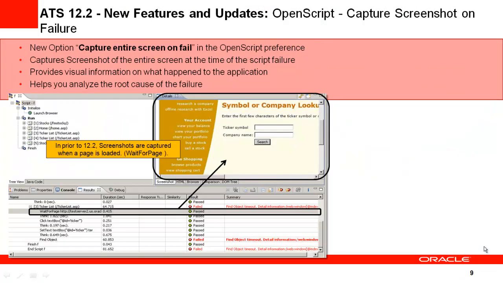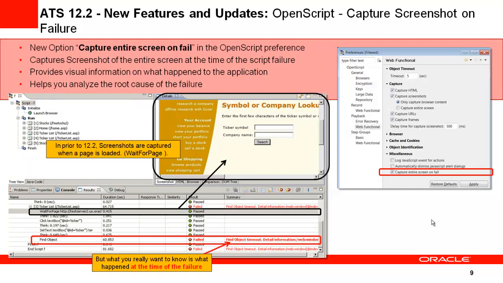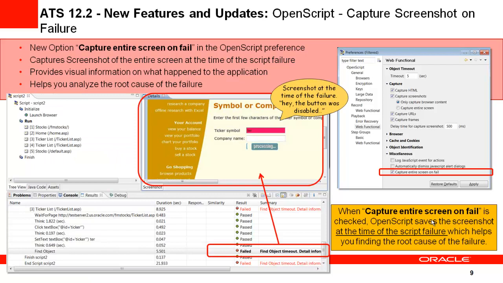The next feature is the capture screenshot on failure. Prior to version 12.2, OpenScript captured the screenshots only when a page is loaded the first time. However, the script may fail with the subsequent actions, such as entering a text or clicking a button on that page. And the screenshot at that timing is actually the information you need. OpenScript 12.2 has a new option to capture the entire screenshot at the timing when a failure occurs. So this way you can know what exactly happened at the failed command.